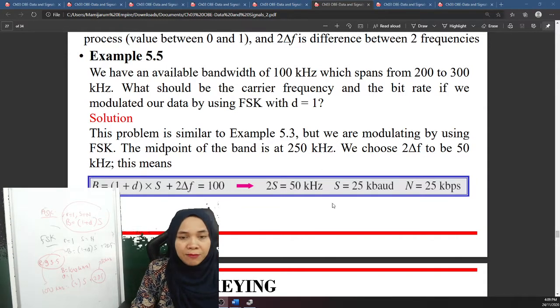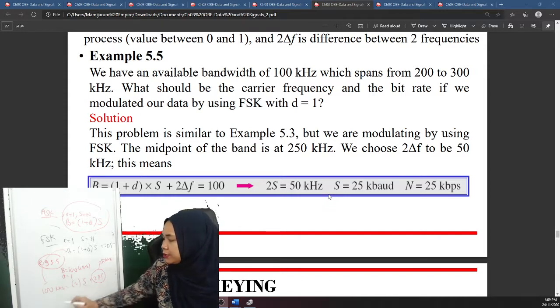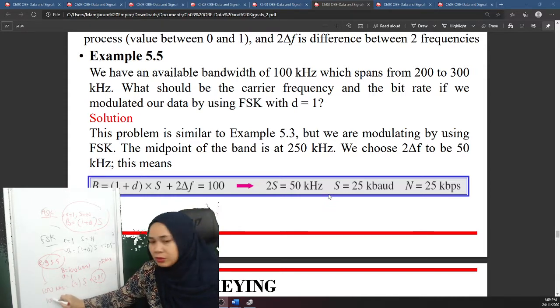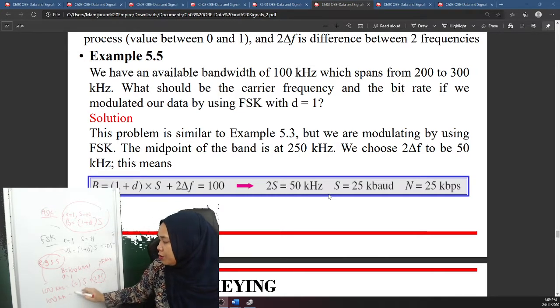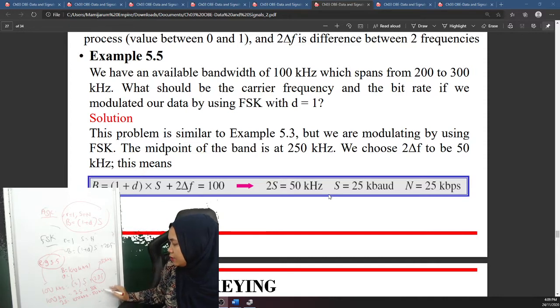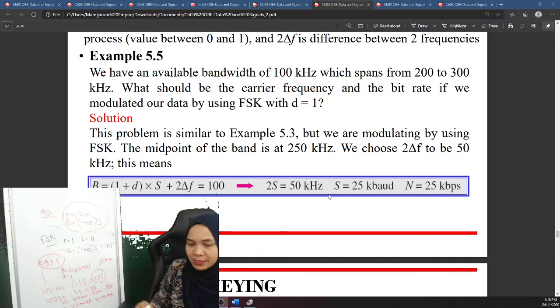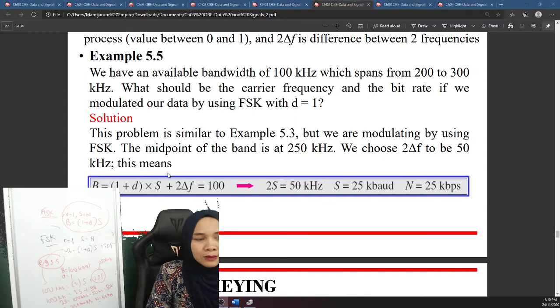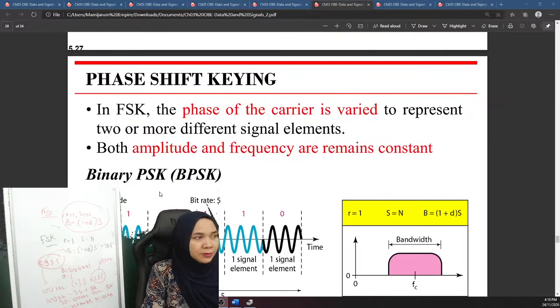This means in this formula, now we can get S here because we have 100 kHz equals 2S plus 50 kHz. So 2S equals 100 kHz minus 50 kHz. So we get 50 kHz here. So S equals 25 kilobaud per second. And N is also equal to 25 kbps. This is the answer. Okay, clear here.